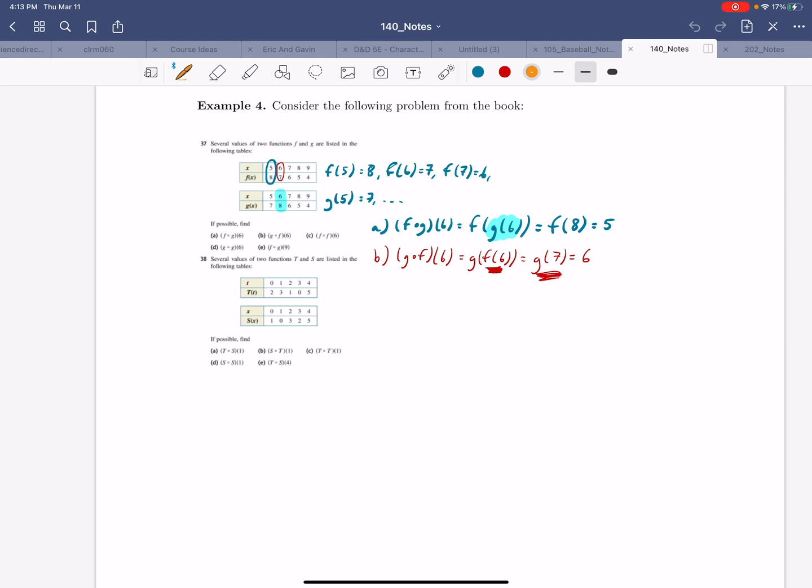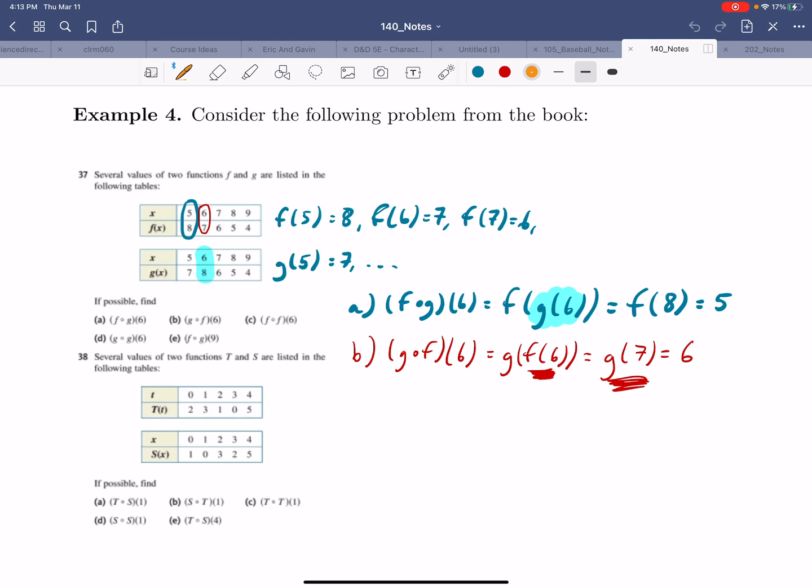Hey everyone, let's finish 37 and then do 38. Remember here we're talking about composition of functions. We're going to do all of these problems if we can. Remember that we're given charts for f and for g, and we just need to compose a function for each, right? So let's look at C.